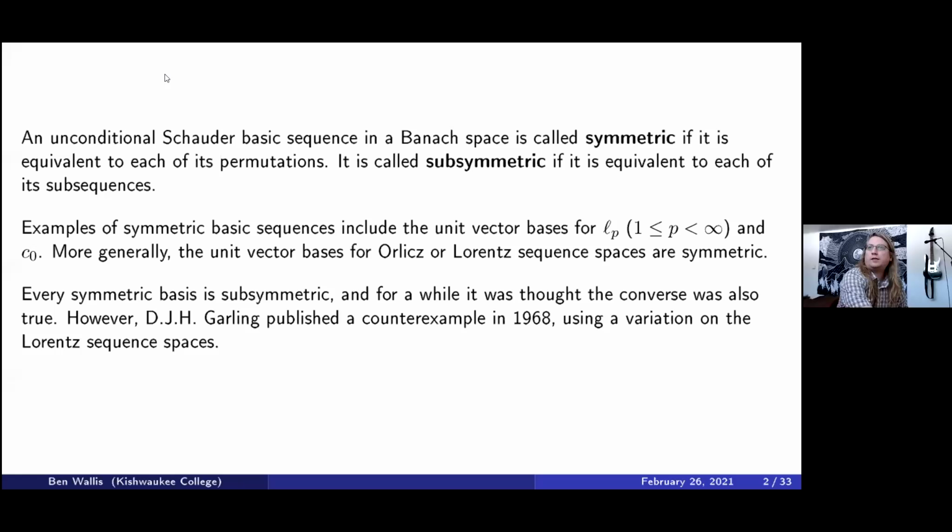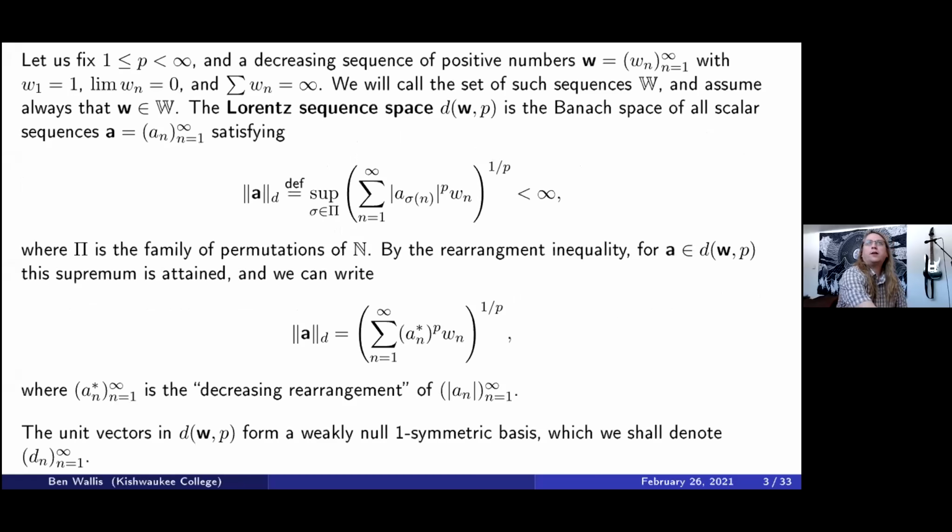Whoopsie daisy, what was that? I think I just did something weird. Okay. Hopefully this will be okay. Something happened with Zoom. Oh well. If there's any problem, let me know.